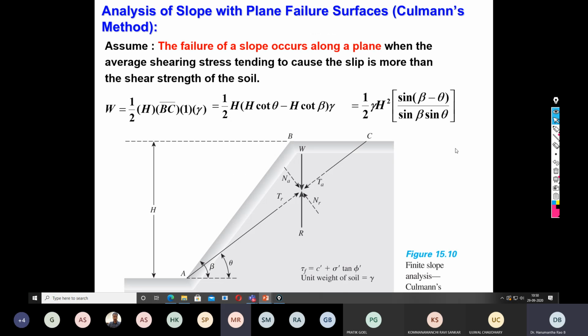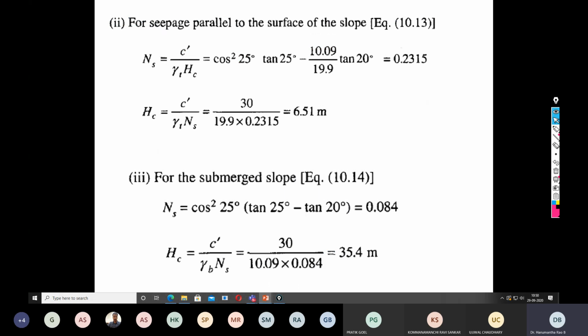Sir, in this problem, we can find that for the submerged slope, the critical height is maximum. Correct. Why is this coming maximum? Will it come maximum for all cases, or just in this particular case? No, in every case.